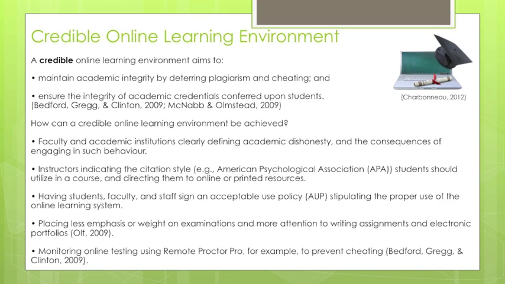A credible online learning environment aims to maintain academic integrity by deterring plagiarism and cheating. This helps to ensure the integrity of academic credentials conferred upon students. But how can a credible online learning environment be achieved? Well, academic institutions can clearly define what academic dishonesty is. Instructors can clearly indicate the citation style they want their students to use during a course. And students, faculty, and staff can sign an acceptable use policy stipulating the proper use of the online learning system. Furthermore, less emphasis can be placed on examinations and more attention on writing assignments and electronic portfolios. Finally, the online testing environment can be monitored using remote access tools.